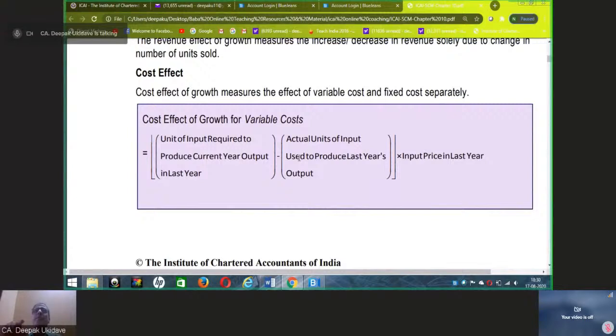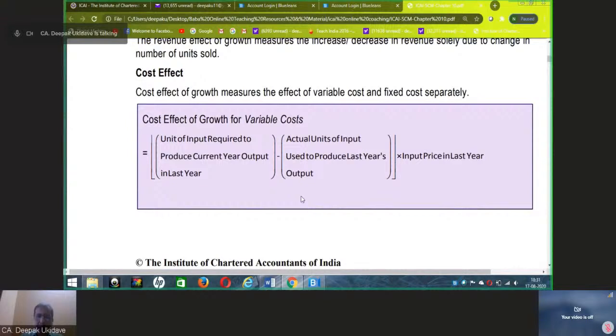Inside the bracket there is input, so outside the bracket it has to be input price of last year. Like to like operation, simple arithmetic like variance analysis. Inside the bracket input in number of units, so outside the bracket it has to be price of that input, cost of that input per unit last year. This is how you will design your own formulae. Wordings can change here and there, but finally you should apply the formulae correctly for the given case or situation. So this is cost effect of growth for variable cost.